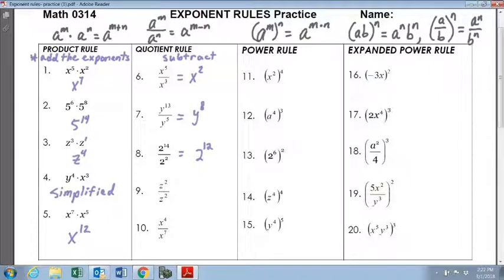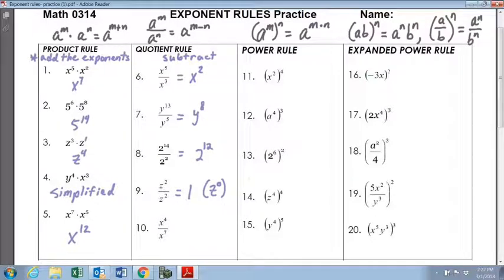Be careful with number 9. Any number divided by itself is 1. Like 7 divided by 7, or 7 over 7, would be 1. No matter what it is, anything over itself is equal to 1. So this is equal to 1. Now if you use the quotient rule, your base would be z, and 2 minus 2 is 0, and so you would get z to the 0 power. So what we've really done here is we found a new rule.